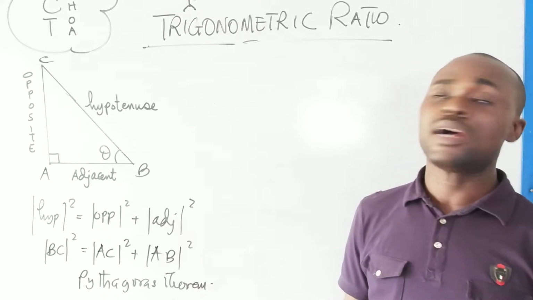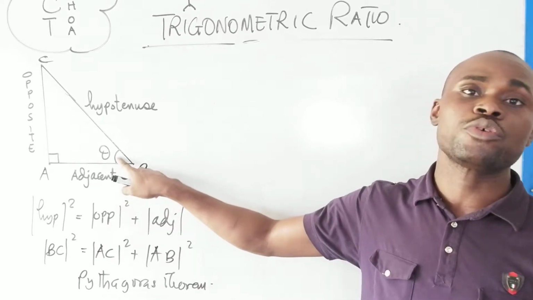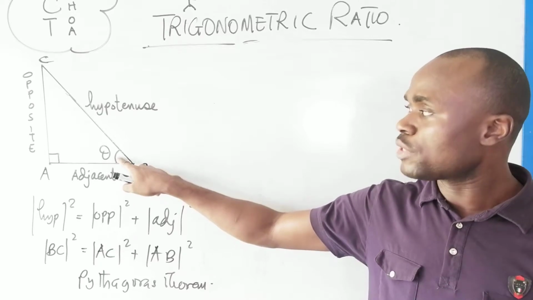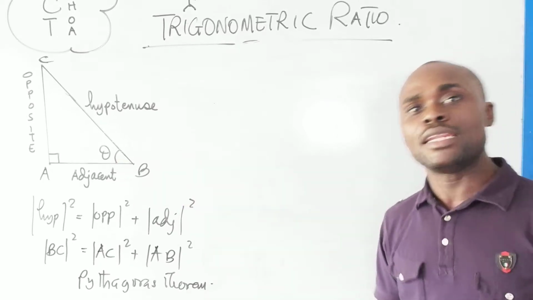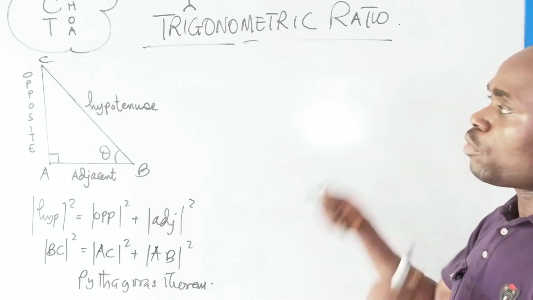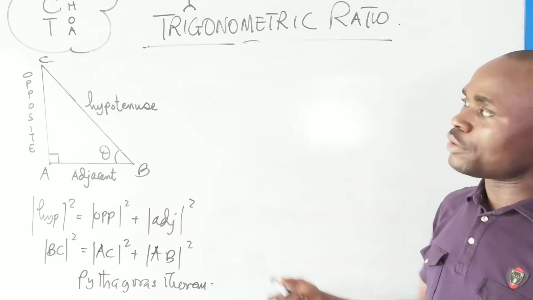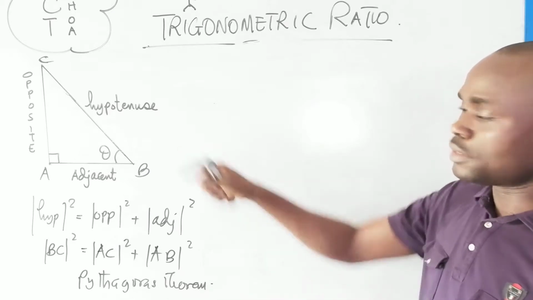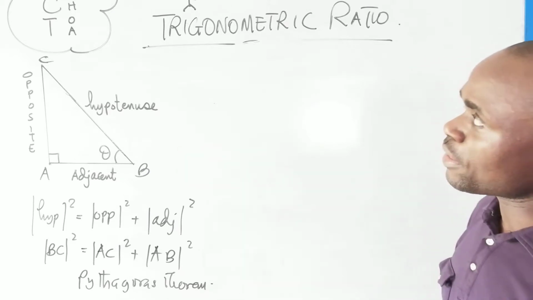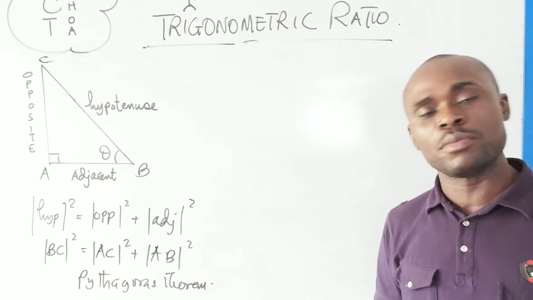But what if we have information of this angle, which we call the acute angle, theta? What if we have the information? What can we do with that? Which side of the right angle triangle can we solve, having the information of this theta? The most important thing is to know what we call the trigonometric ratio.